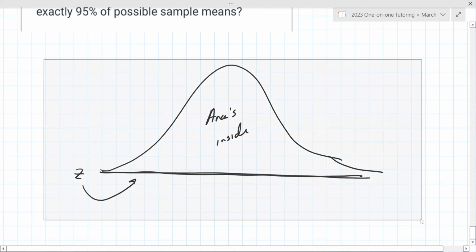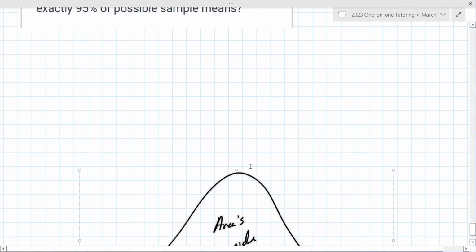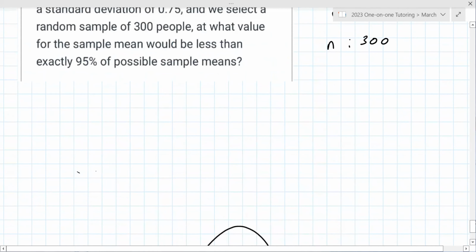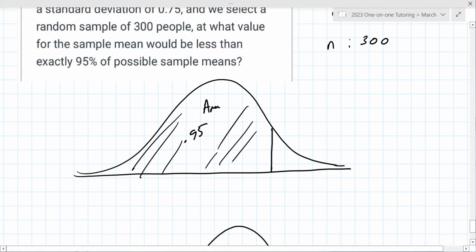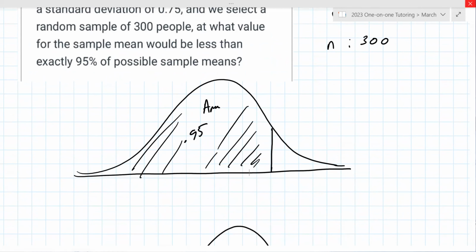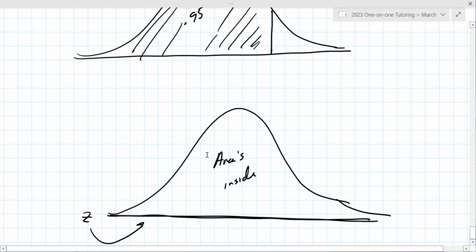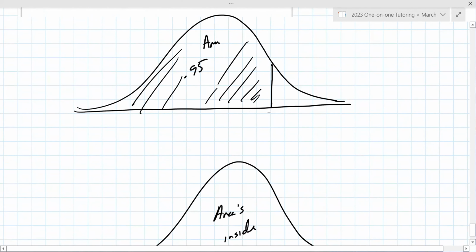Now for this problem, here's what we want that's a little bit different. We want the area to be 0.95. We want 0.95 to be the area in this part of the curve. So you can either go from the Z-score to the area or the area to the Z-score. So we need the Z that goes right there.